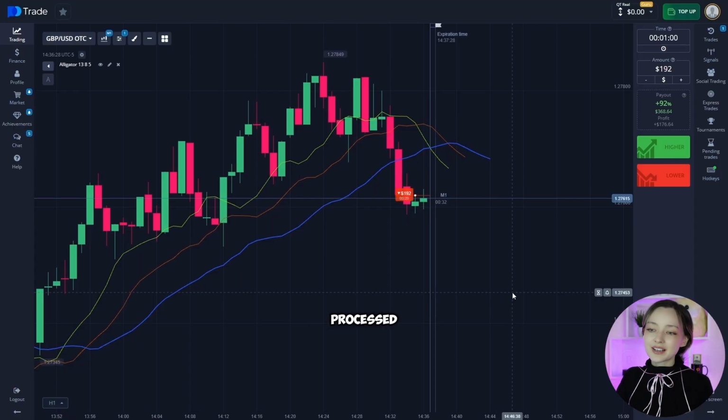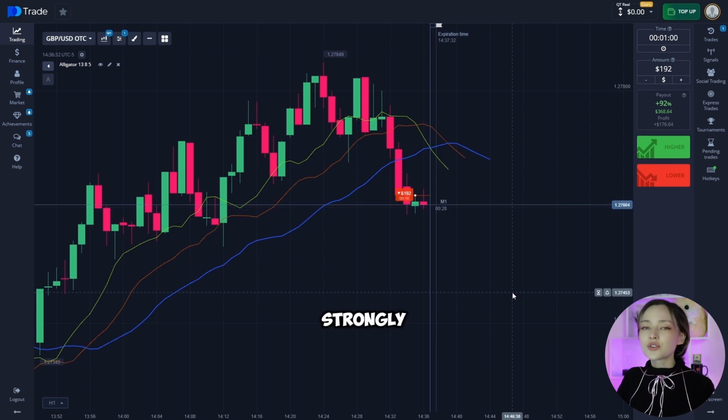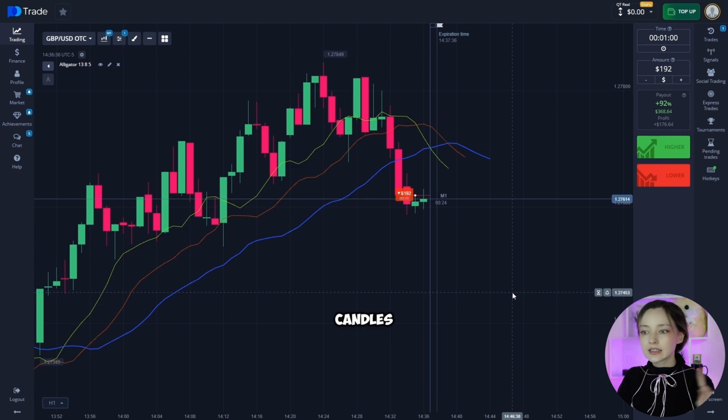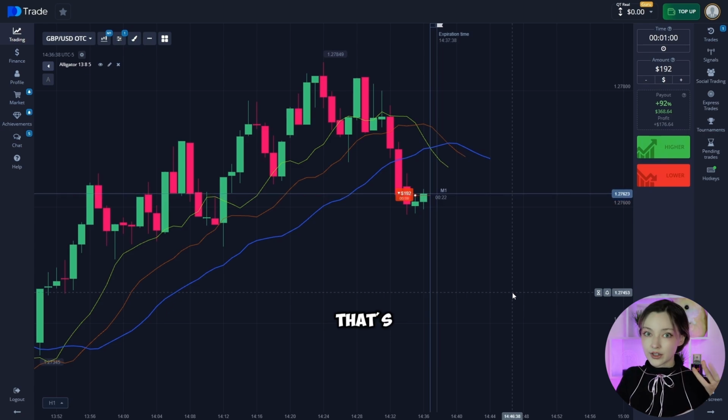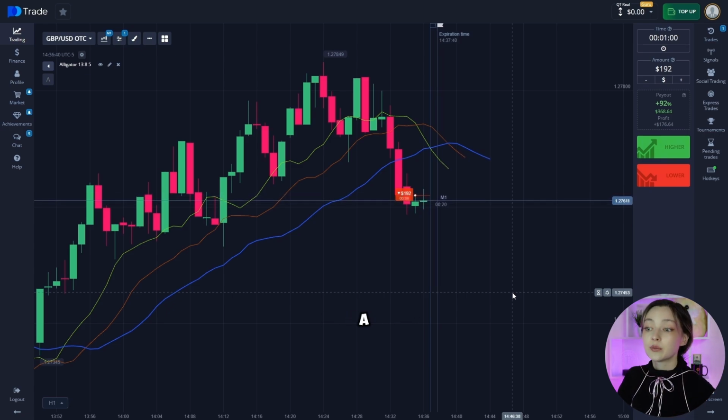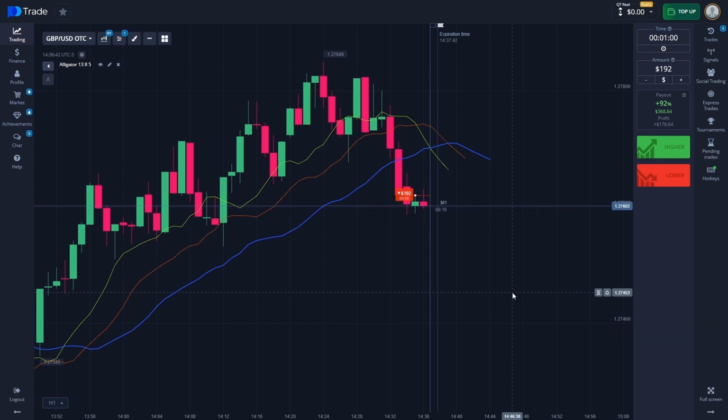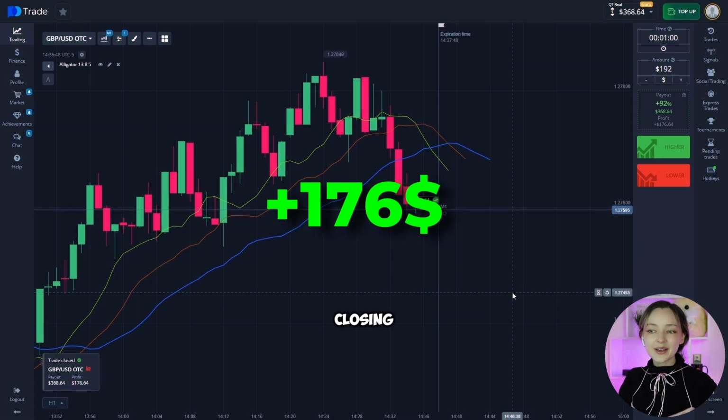While the trade is getting processed, I'd like to give you guys some advice. Besides the indicator signals, I strongly recommend you pay attention to other additional factors such as candles, levels, and the general trend. That's very important. They're going to help you find a more accurate entry point. Another trade just closed in a profit.